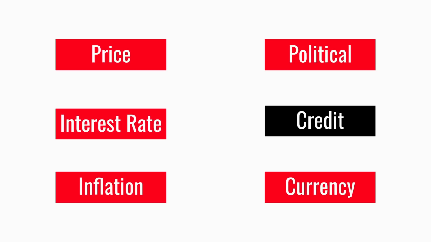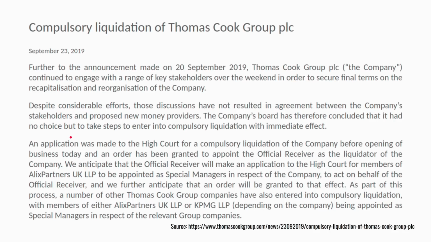The next risk we'll consider is credit risk. And here we'll look at an example which is Thomas Cook, which was a UK travel company. And on September the 23rd in 2019, it announced that it was going to enter into compulsory liquidation. Now what that means is that it was going to sell its assets and pay off its creditors.